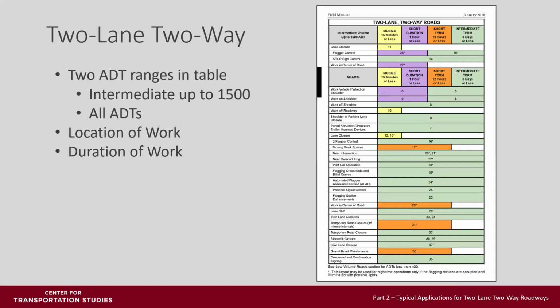Let's look at the indexes, the index that's in the two-way section. There are two different ADT ranges, or average daily traffic ranges. One is intermediate, up to 1,500 vehicles per day, and the other one is for all volumes of traffic. They also show the location of the work, and the table shows the duration of the work.